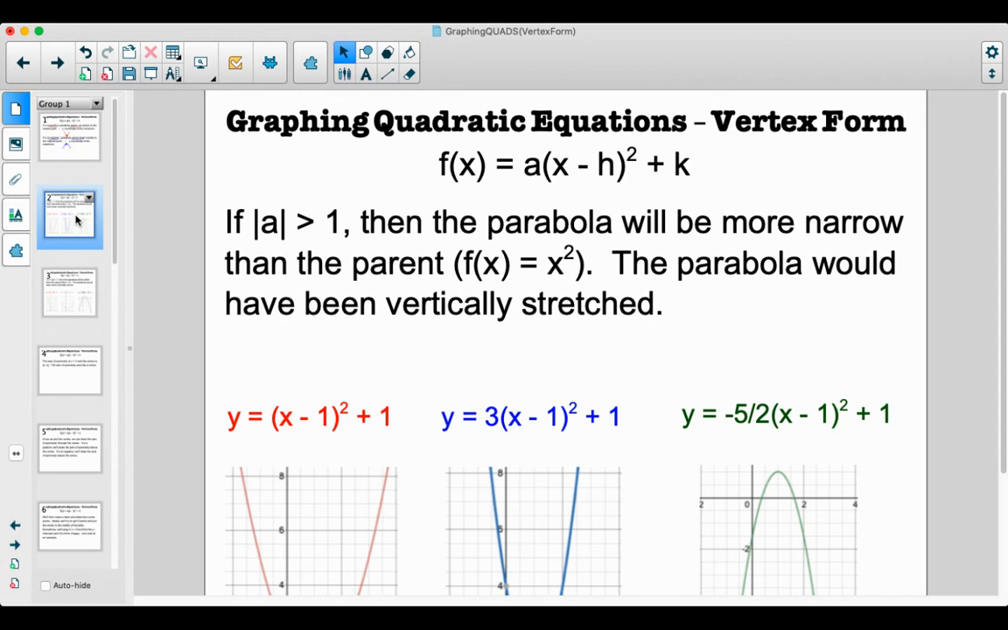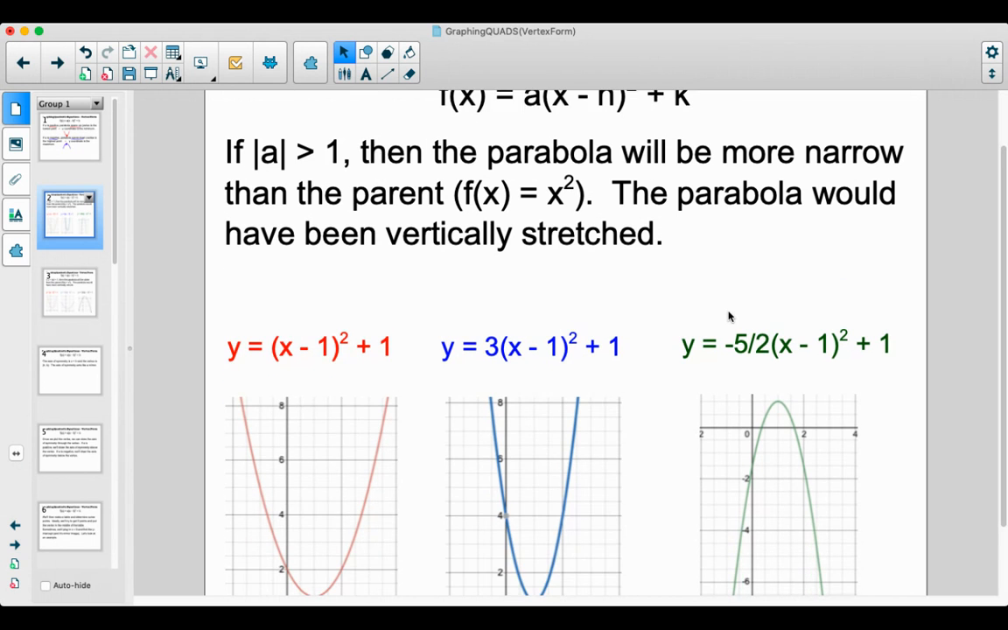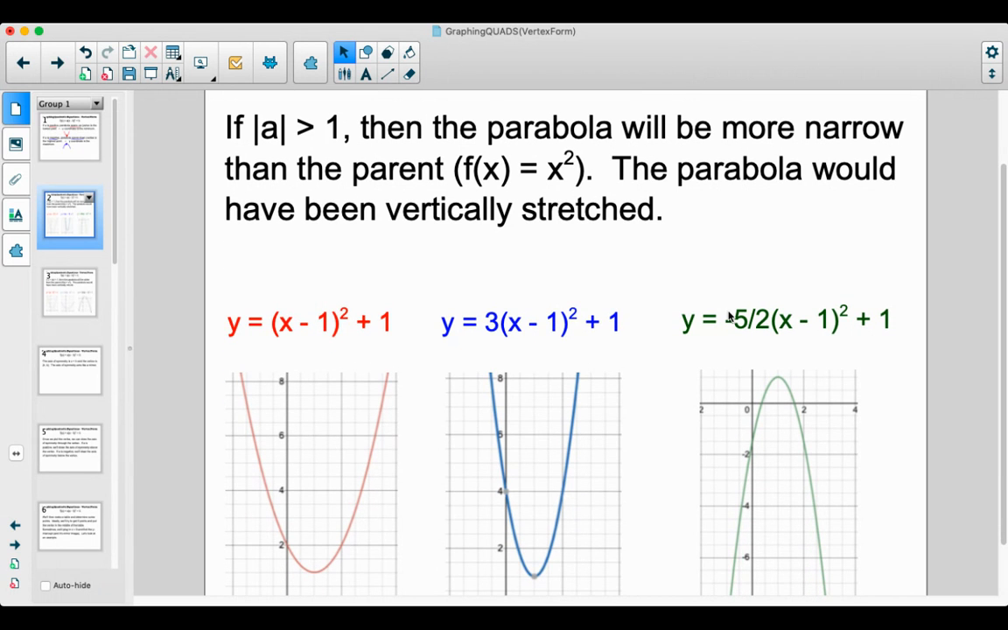So in my three graphs here, I made sure to keep the -1 inside the parentheses and the +1 after. That never changed. So the h and k values were the same, but I kept changing the a value. Here a is 1. And then once we made it larger than 1, it became simply more narrow. Again, you're thinking about the absolute value, so the absolute value of this is indeed larger than 1. That's why this green graph is more narrow than the other.